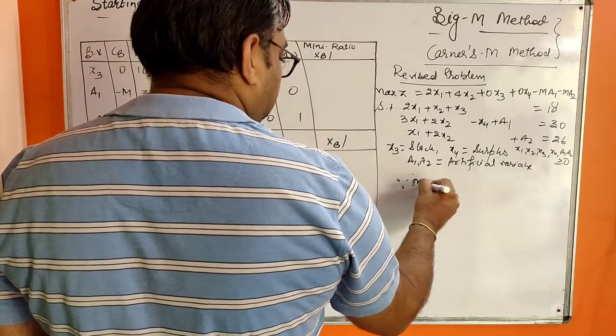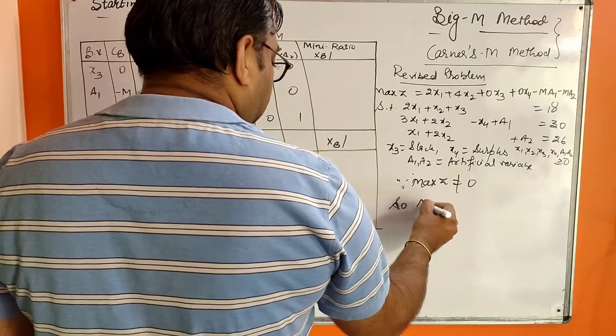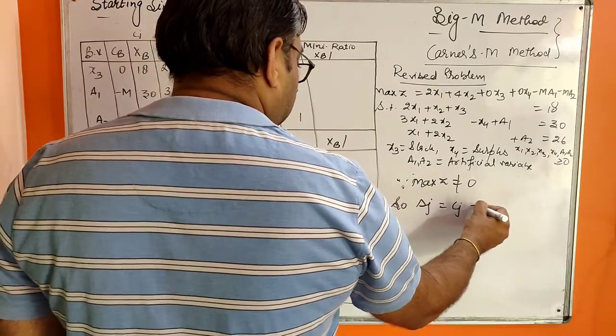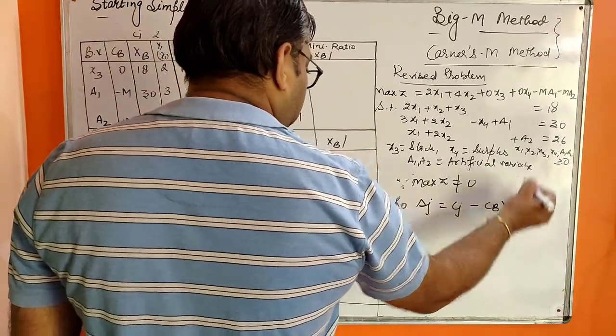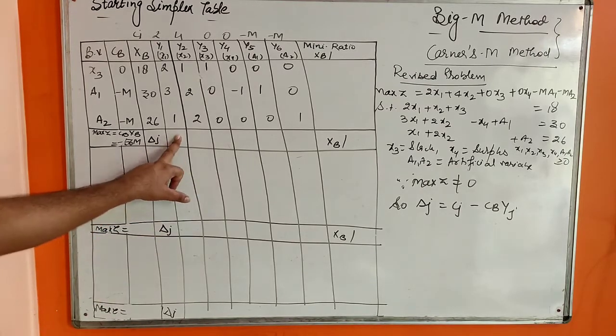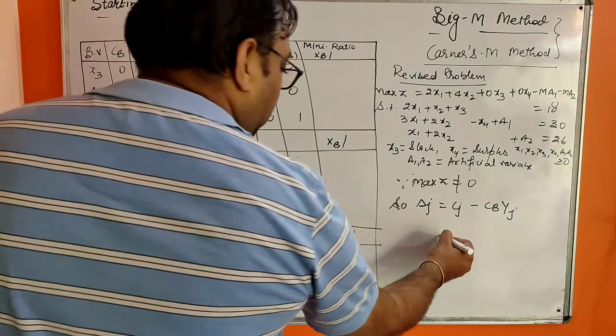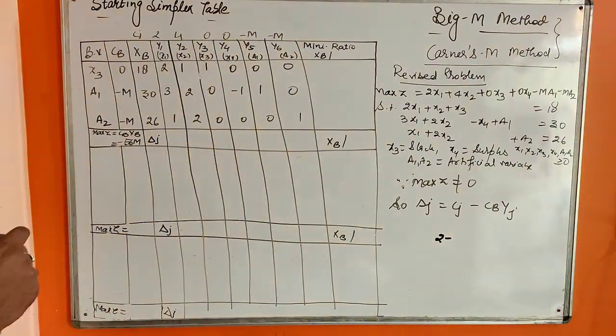Since max z is not equal to 0, delta j can be found by cj minus cb into yj. So we cannot find delta j directly, we cannot put it directly, we have to find it by the formula. We have to find this first delta j. For the first delta j, what is cj? 2. So 2 minus, what is cb?